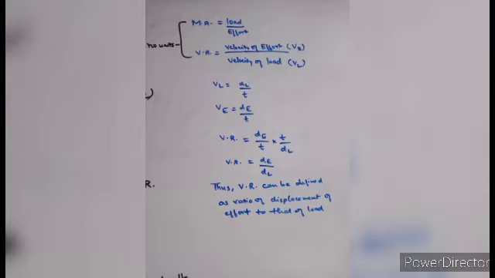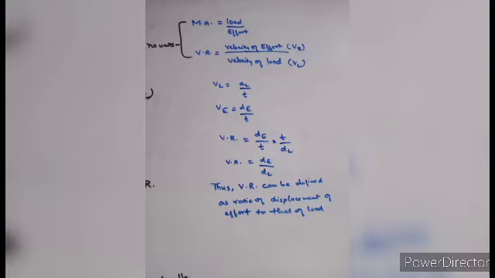Now the next is velocity ratio. The ratio of velocity of effort to that of velocity of load is known as velocity ratio of a machine, and it is opposite of mechanical advantage. Mechanical advantage is load upon effort, whereas velocity ratio is velocity of effort upon velocity of load. And both mechanical advantage and velocity ratio have no units because they are ratio of two similar quantities.